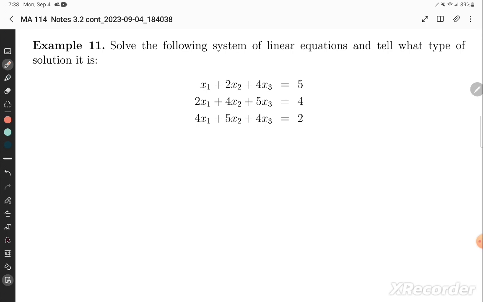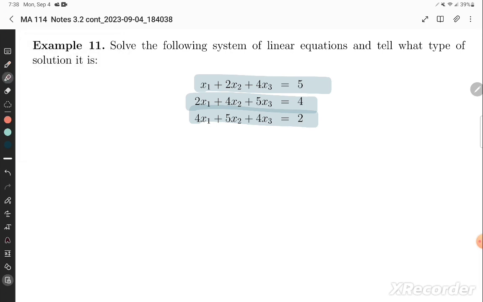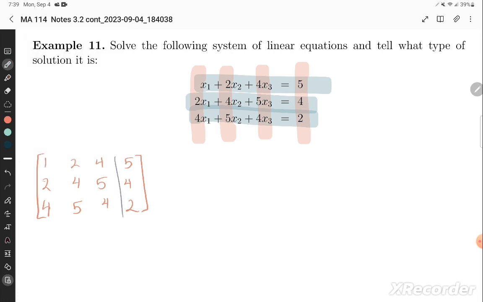So let's get our augmented matrix. This time we have 1, 2, 3 rows, and then I've got 1, 2, 3, 4 columns. So let's write down this augmented matrix here. I've got 1, 2, 4, 5. I've got 2, 4, 5, 4, and then 4, 5, 4, 2. This is my augmented matrix with my little bar, if you want.